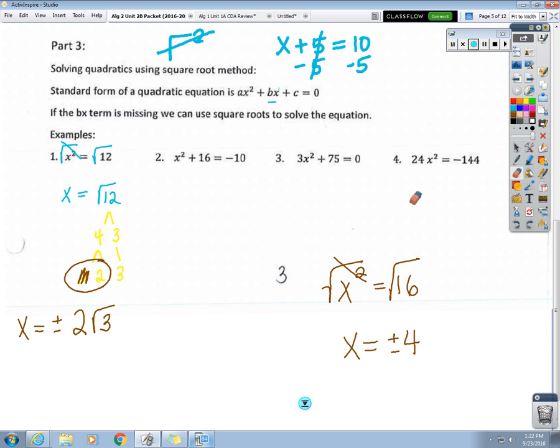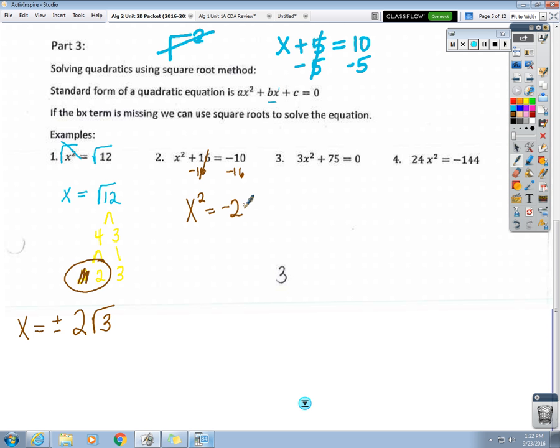Okay, so now let's try number 2. What do you think you need to do first on number 2? Right. For this one, here's your ax squared term. But you have 2 constant values, 2 c values, so they need to be combined first. So we're going to subtract 16. Okay, that gives me x squared equals what? Negative 26. Now to solve for x, how do I get rid of the squared, the power of 2? Square root it. So x equals the square root of negative 26.